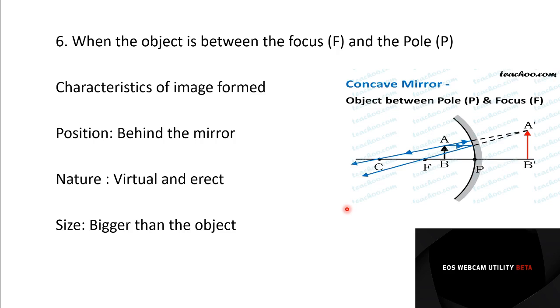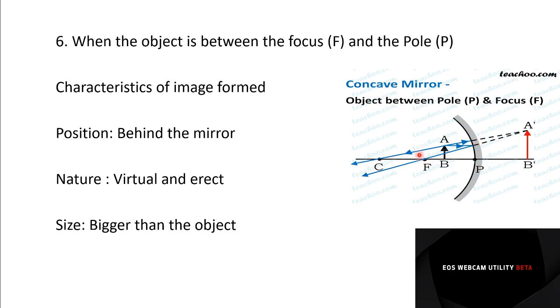Next, when the object is between the focus F and the pole. So here is focus, here is the pole. Now we are taking the object in between focus and the pole. Taking the two convenient rays, one will be the ray passing through center of curvature. Remember to take it from the tip of the object. Then this ray will be reflected along the same path. Then we take a ray parallel to the principal axis. After reflection, it will pass through focus.